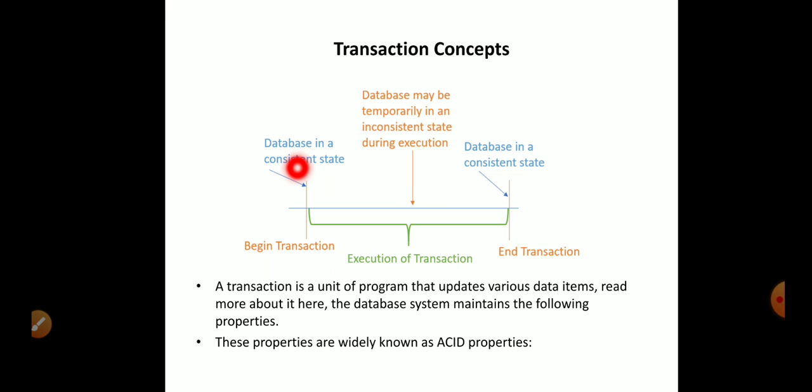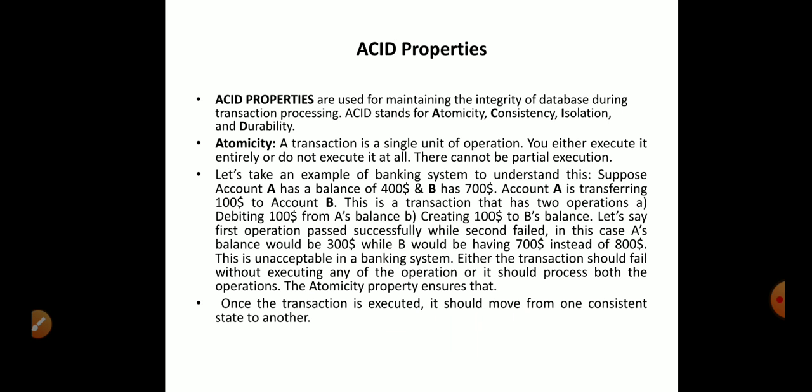The database should remain in a consistent state at the beginning of the transaction and also at the end of the transaction. During the execution of the transaction, it will temporarily remain in an inconsistent state. These transactions should follow certain properties called ACID properties. First, let us see what ACID is: atomicity, consistency, isolation, durability.